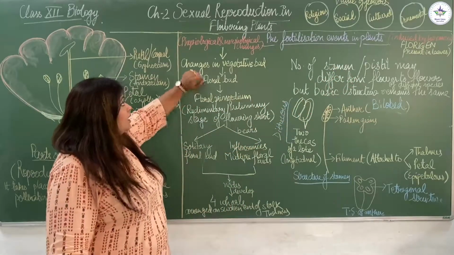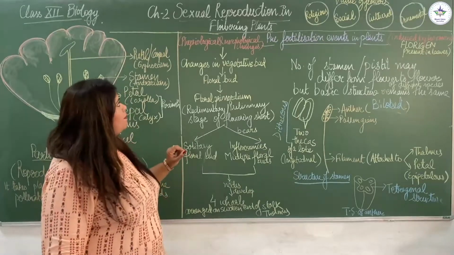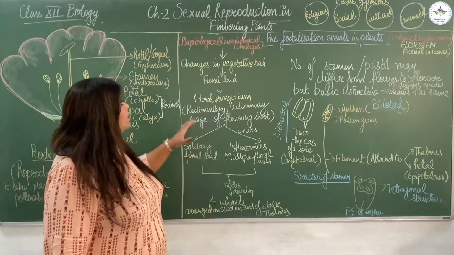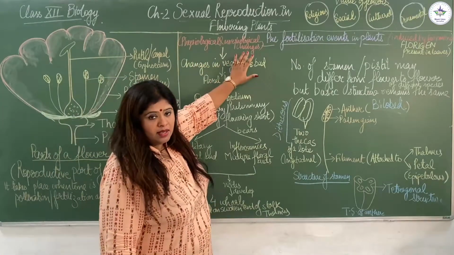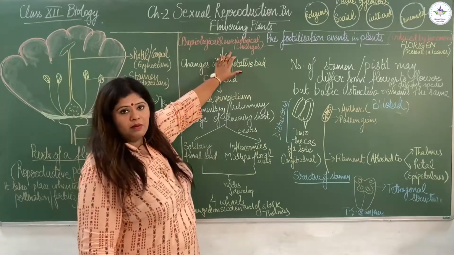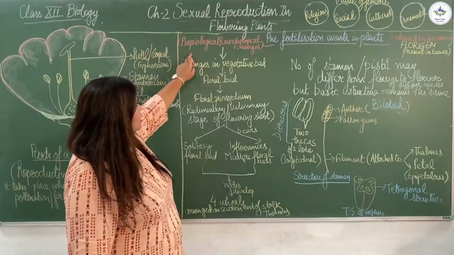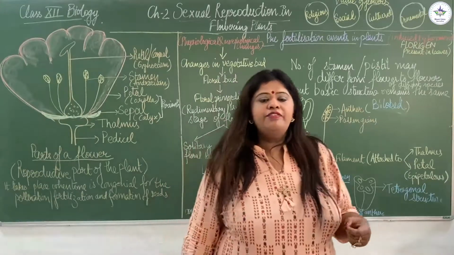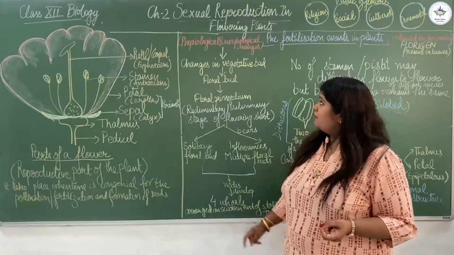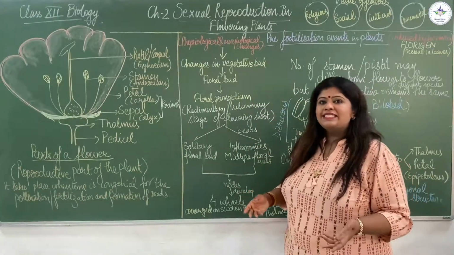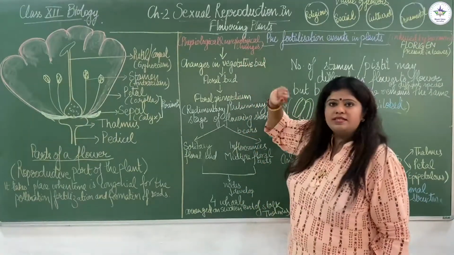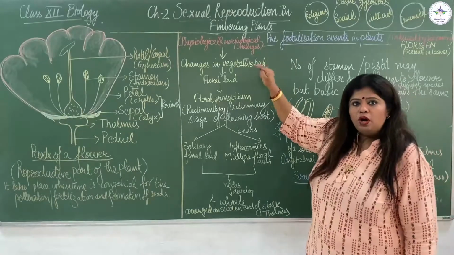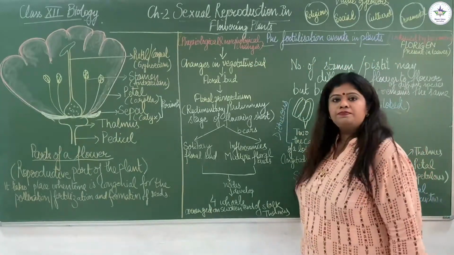These pre-fertilization events in the plants are marked by the production of certain hormones, which bring about physiological and morphological changes. These 2 terms are very important: the physiological and the morphological changes. Physiology is actually the functioning, so there are some functional changes in the plant, and then we talk about the morphology. Morphology is the external appearance, so there are certain morphological changes also. These physiological and morphological changes are brought about by the production of hormones in the plant.